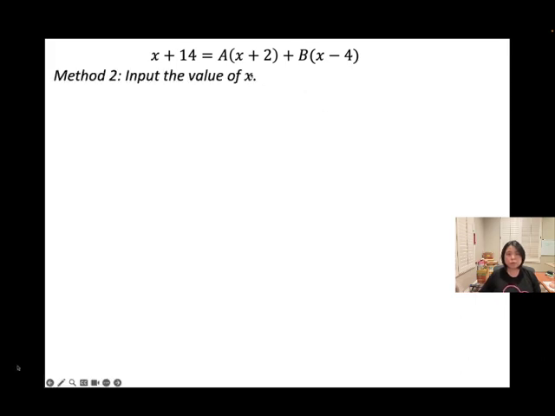Method 2, we could input values of x. Think about it. In this example, we could plug in x equals -2, because when I plug in x equals -2, this term becomes 0. So the A term goes away.